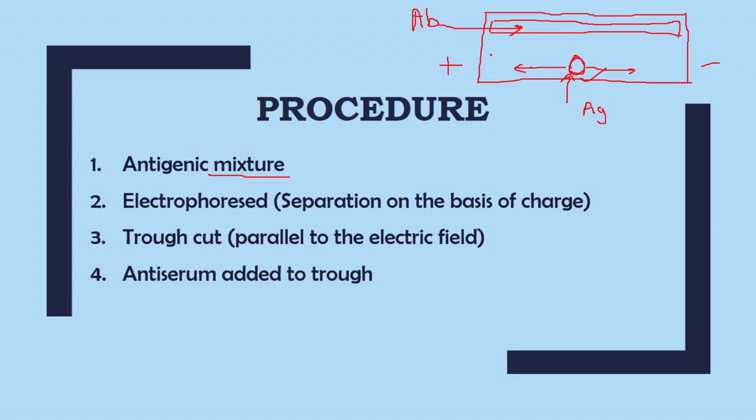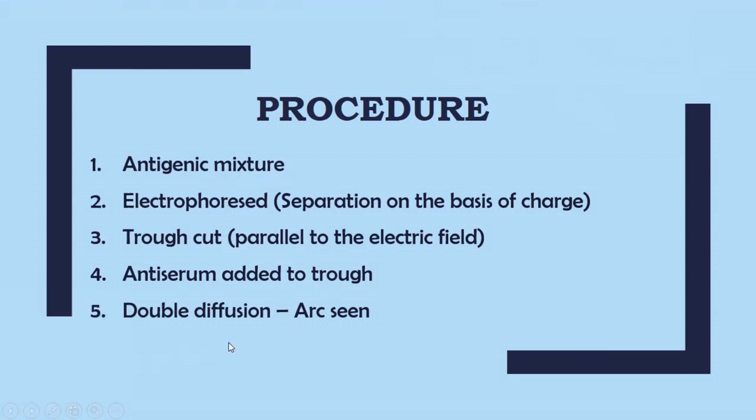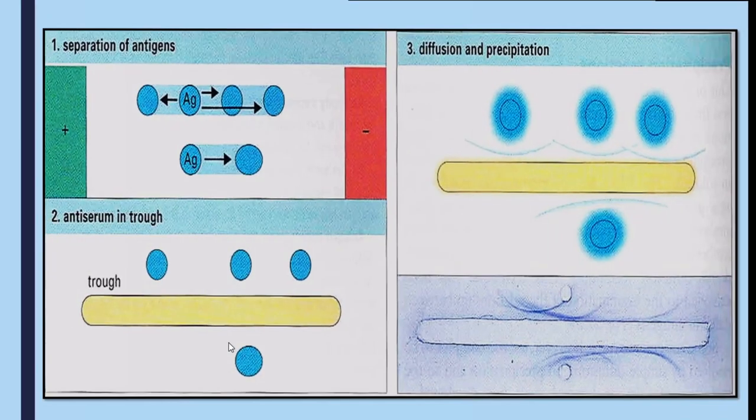And after this, we are going to allow natural diffusion of this antibody across the gel. And after this, we will see arc formation wherever you will have a precipitin band, the zone of equivalence created for the particular antigenic component. So if you have not understood my diagram, let us refer to a better picture here.